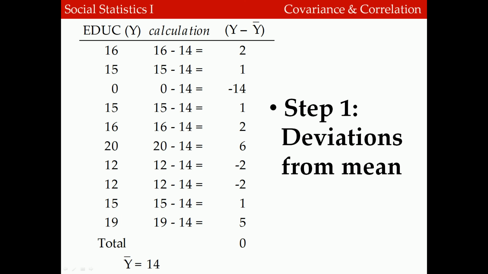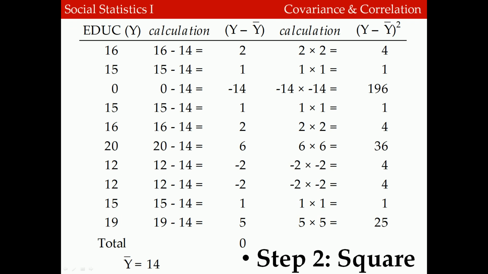Notice that when we add them all together, the sum of the deviations equals 0. And so we have to do something to exaggerate the difference so that they sum to something other than 0, so we can find the average deviation from the mean. And so we square it. And so for the first person, we've taken 2, the deviation from the mean education, and squared it, and we get 4.